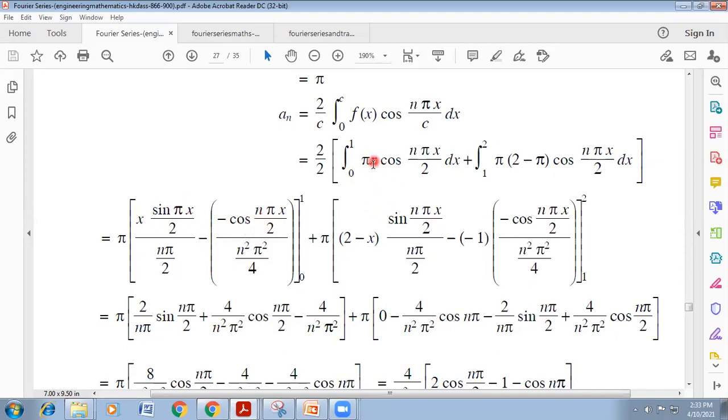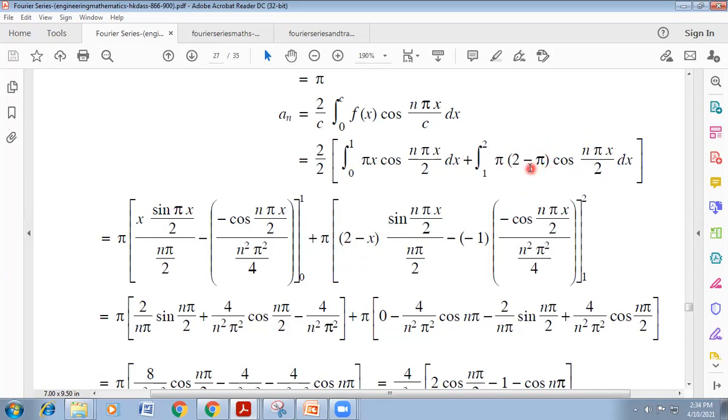And minus x differentiation, what? 1. The differentiation of x will be 1. Then again integration of this. Sine integration, what will be? Minus cos n pi x by 2. Again dividing by the coefficient of x. Coefficient of x what? n pi by 2. So n pi by 2 another one, so n square pi square by 4. Okay, and the limit will be within the third bracket, 0 to 1. Upper limit is 1. Now for the second expression, second integration, UV process. Pi is common for both functions. Now u means what? 2 minus pi.